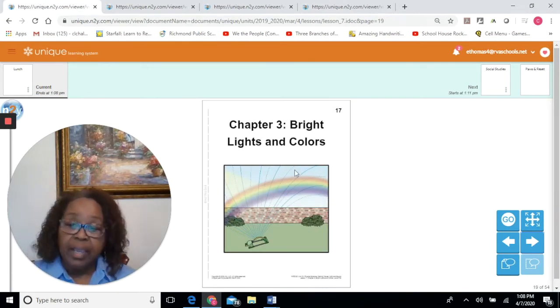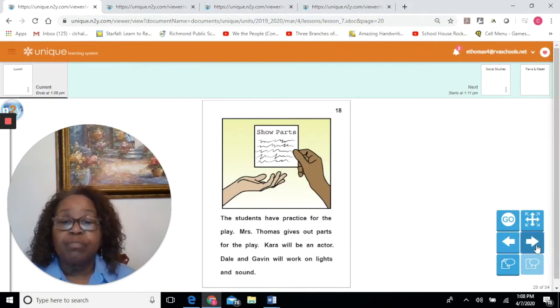Bright lights and color. The students have practice for the play. Ms. Thomas gives out parts for the play. Kara will be an actor. Dale and Gavin will work on lights and sound.